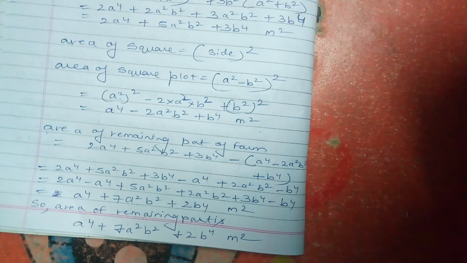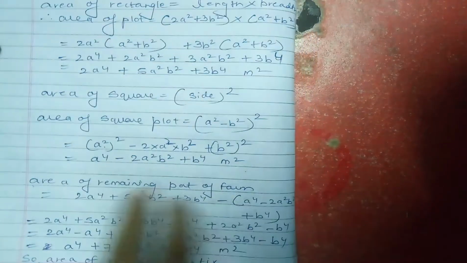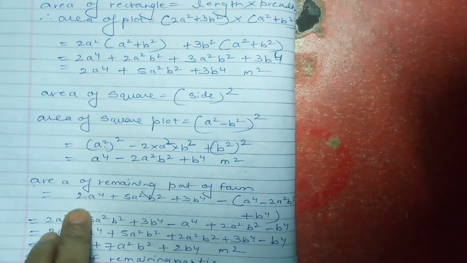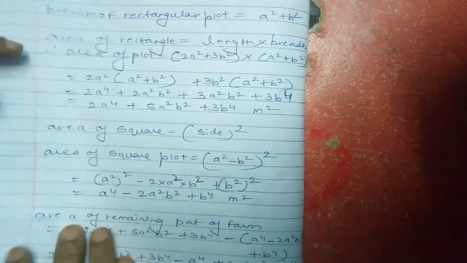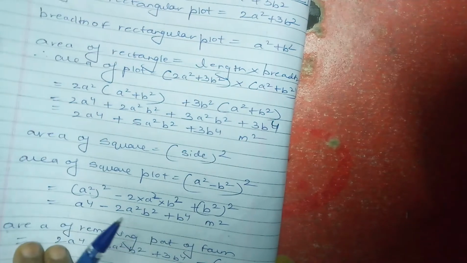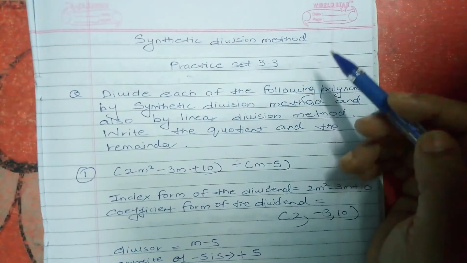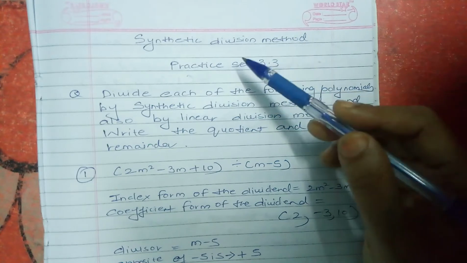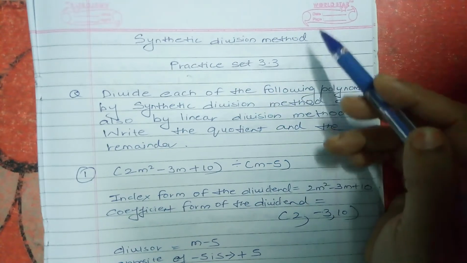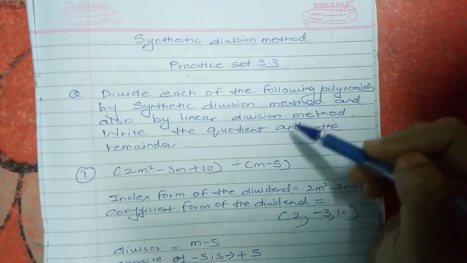So what is it based upon? See, your practice set 3.3 is based upon the synthetic division method and the linear division method. Yesterday I had taught you the regular division method which you had learned last year, isn't it? Some children find that method a little bit tiresome and confusing because they must not have practiced well, but the division method which we are going to learn now, called the synthetic division method, you will find to be much simpler than that method. Okay, so let us start practice set 3.3.